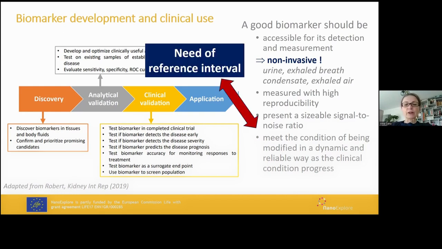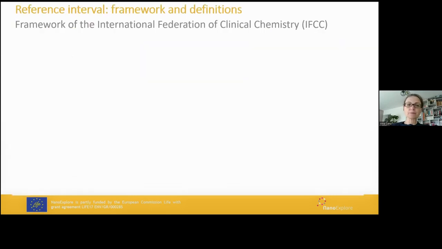Another important requirement before switching to the application of these biomarkers, even those which could be used for non-invasive screening, is that we need to have a reference interval to know how to interpret individual results measured in every population and every individual of this population. So now I will spend some minutes to describe what the reference interval is.